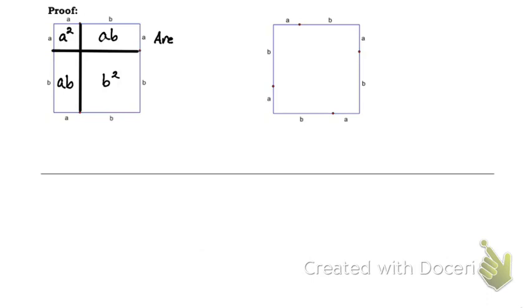Well, the area of the full shape is going to be all those little areas added up. So that would be A squared plus AB plus AB plus B squared, which we can reduce further into A squared plus 2AB plus B squared. Does that make sense, that area equals that if I use those letters?